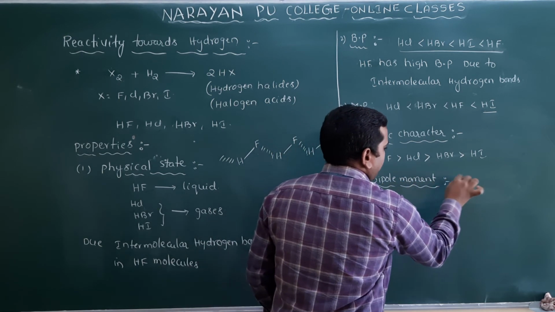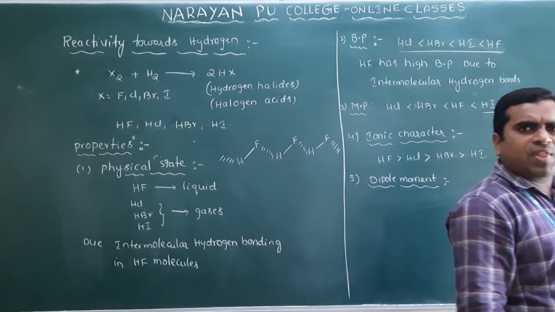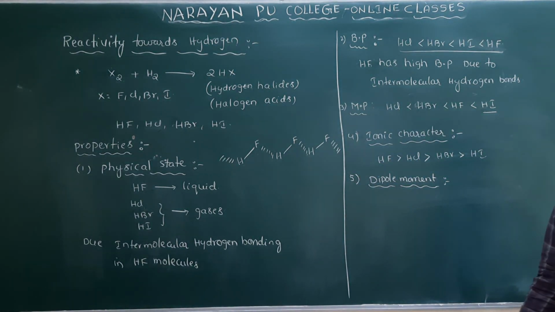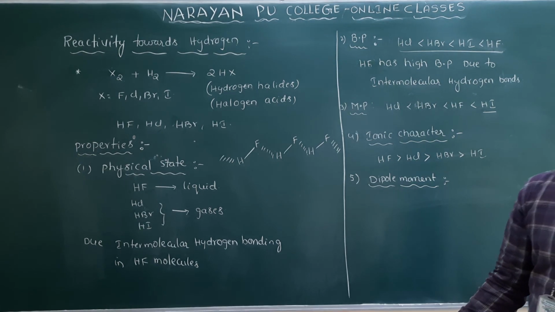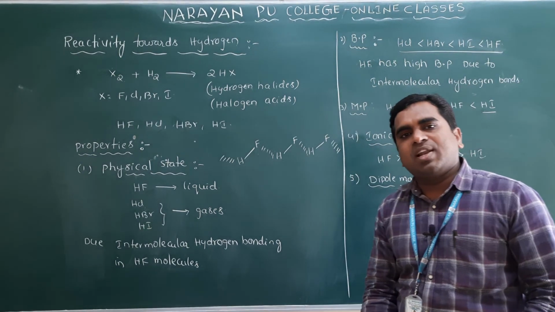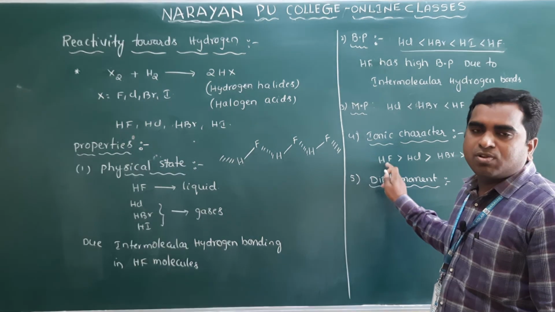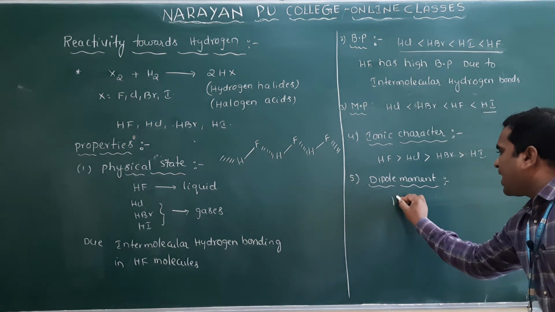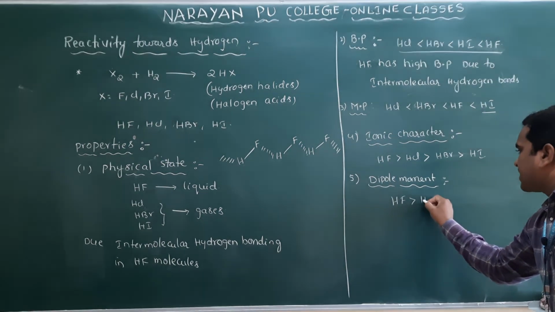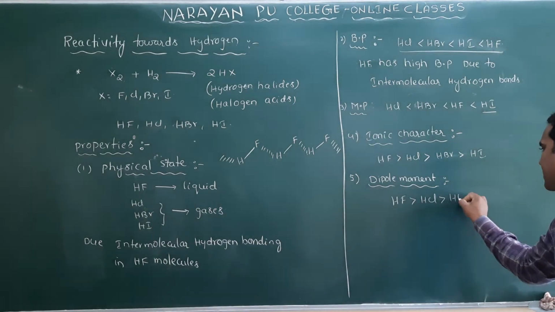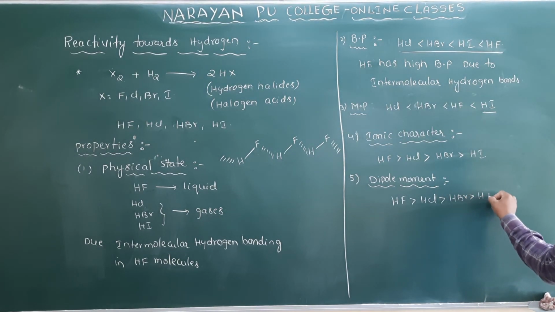What is the dipole moment? Dipole moment depends upon the ionic character. As the ionic character increases, dipole moment also increases. Polarity increases, automatically dipole moment also increases. Clear? This is a more polar molecule, so that's why it is more ionic. So what is the order here? HF is greater than HCl is greater than HBr is greater than HI.